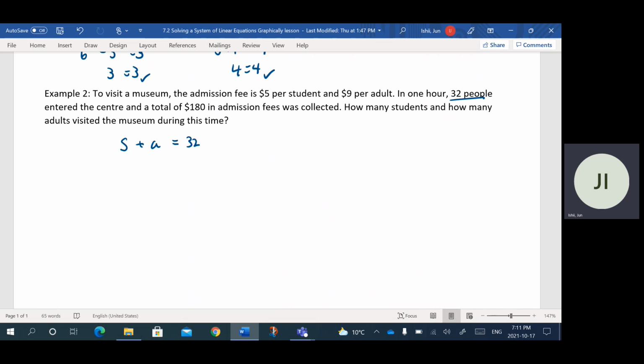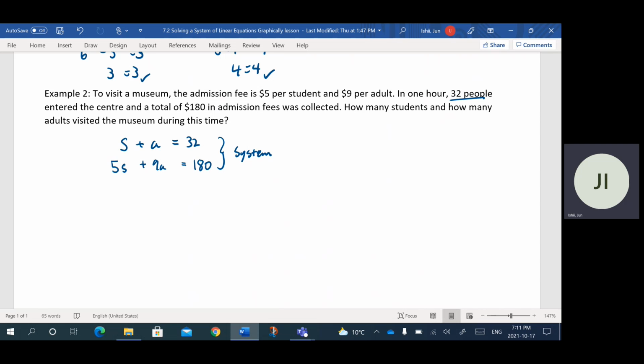And the second one here, when it comes to revenue, or the amount of money being brought in, it was $5 per student, $9 per adult. So to create this one, 5 times the number of students gives you the amount of money coming in from those students, plus 9 times the number of adults gives you the amount of money brought in by the adults. If I add those two amounts together, that should equal my total, which is 180. So this is the system that we want to solve.